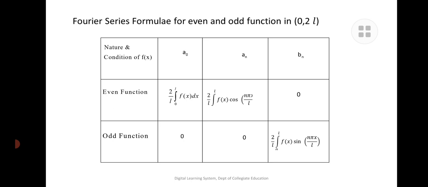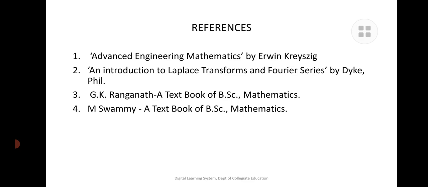And here is the table which shows the even and odd functions in the interval 0 to 2L, the nature of the product terms, and which terms are present in the Fourier series.